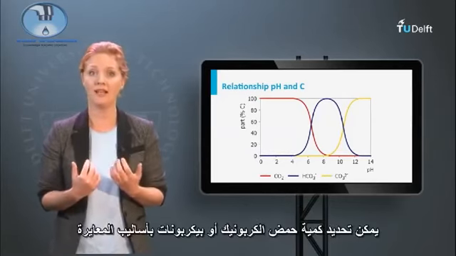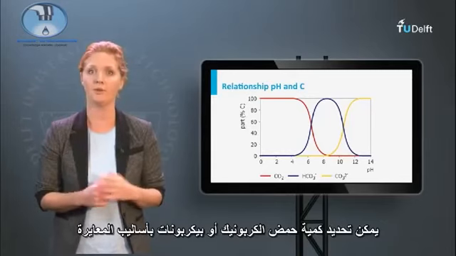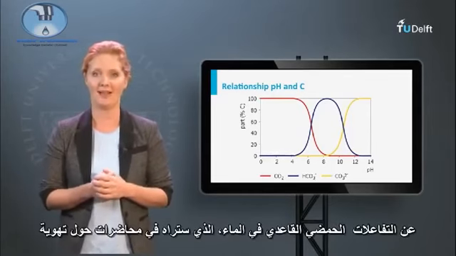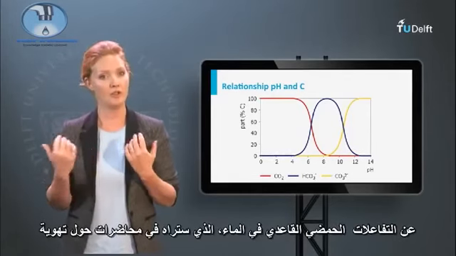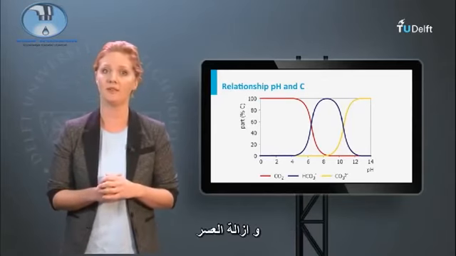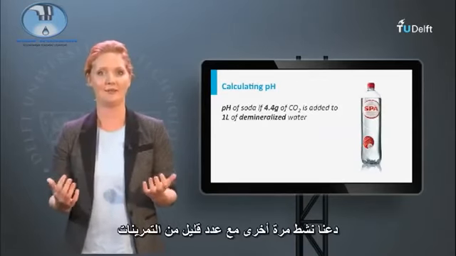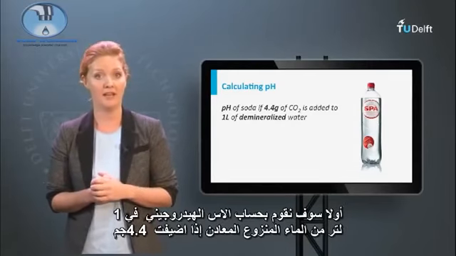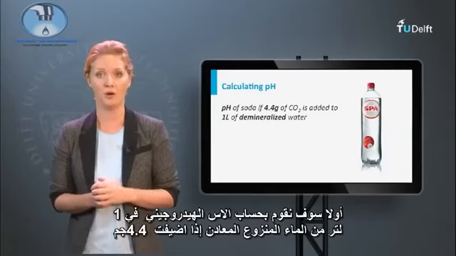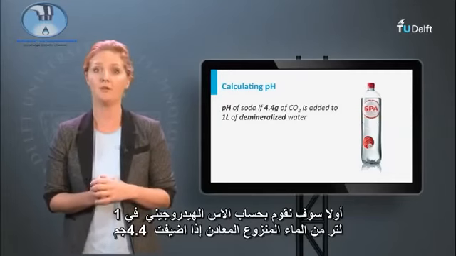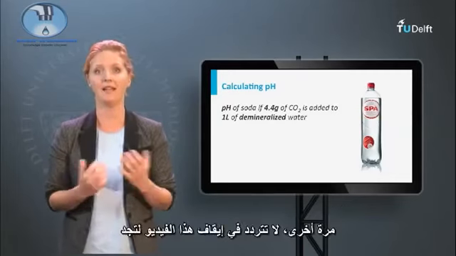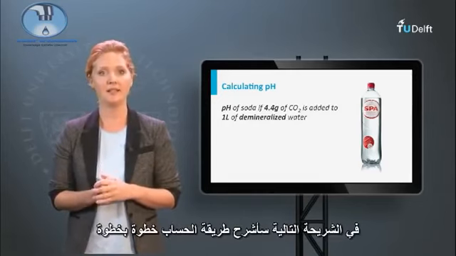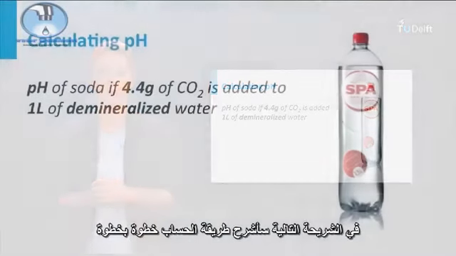The exact amount of carbonic acid or bicarbonate can be determined with titration methods. Well, this must have given you a quick introduction to acid-base reactions in water, which we will return to later in the lectures about aeration and softening. Let's get active again with a few exercises. First, we will calculate the pH in 1 liter of demineralized water if 4.4 grams of carbon dioxide is added. Again, feel free to pause this video to take your time for calculation. In the next slide, I will explain the calculation step by step.